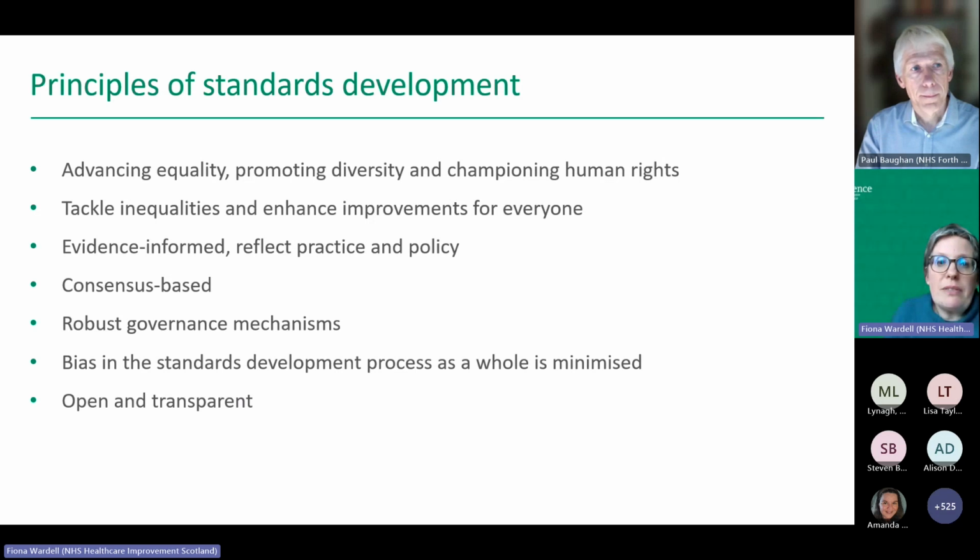Just to say something very briefly about the principles for standards development, and there are some bullet points on here. The reason I think this is really important is because the standards that Paul and Pio are going to describe have all of these at their core. It's about supporting people to uphold their rights. It's about people being able to access services. It's about ensuring that we take a rights-based approach, but that the standards are also underpinned by evidence, they reflect practice and they reflect policy.